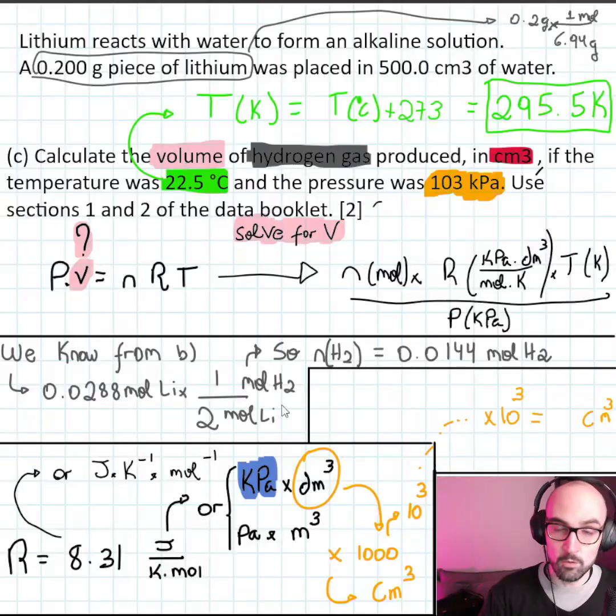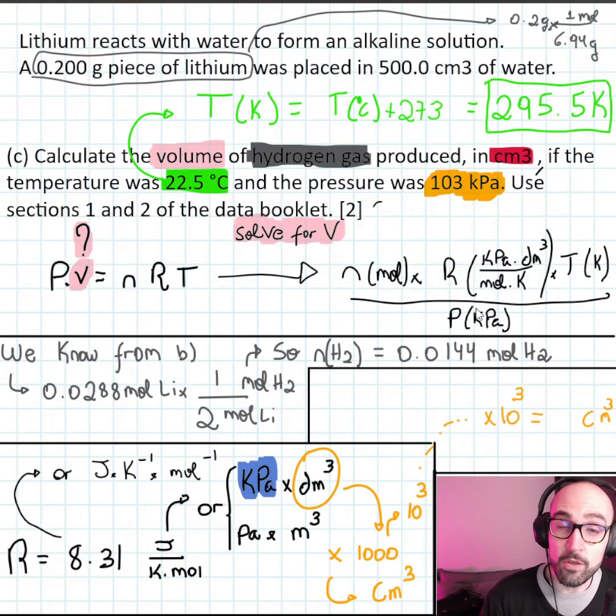So let's start. 1, what number of moles are we going to use? Where does this number 0.0144 for moles come from? We know from part B that we have 0.0288 moles of lithium. Go back if you didn't watch it. And we also know the coefficients. All you have to do is set up a dimensional analysis here. I don't want moles of lithium, put it in the denominator. I want moles of hydrogen, and just repeat the coefficient. The coefficient for hydrogen is 1. The coefficient for moles of lithium is 2.